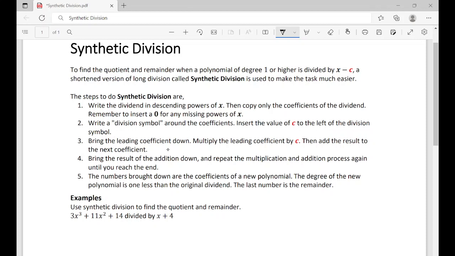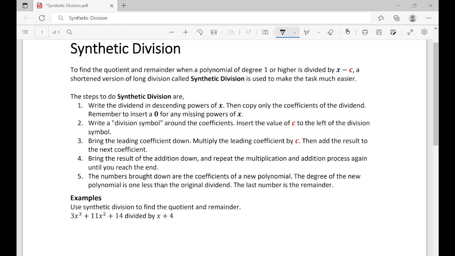Next, bring the leading coefficient down, multiply the leading coefficient by c, and then add the result to the next coefficient. After you do that, bring the result of the addition down and repeat the multiplication and addition process again until you reach the end.